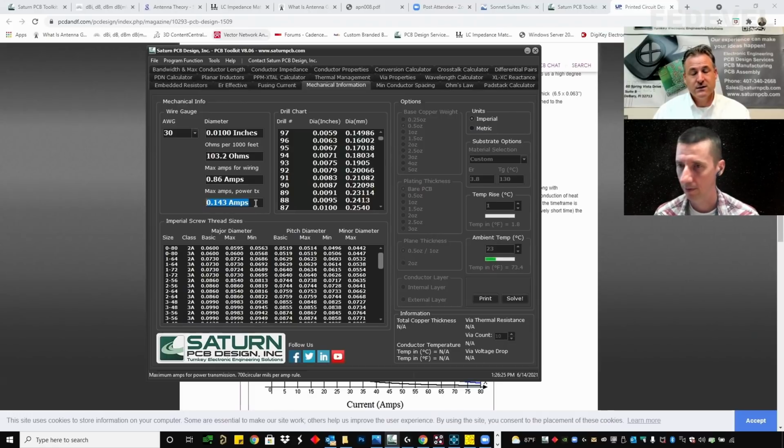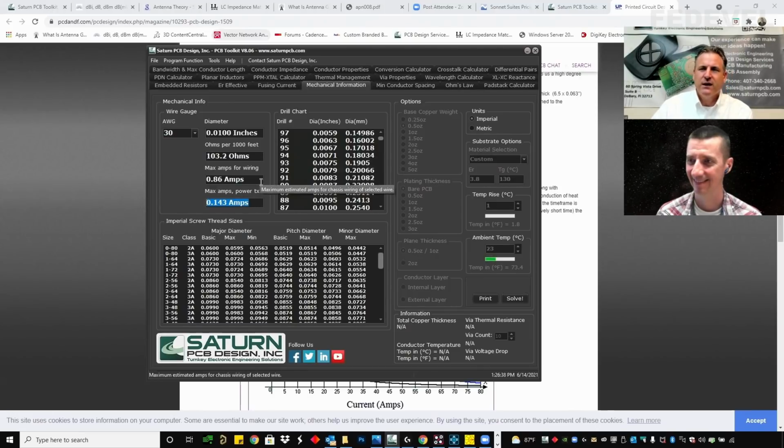Again, this is something that I put in a long time ago. I apologize, I'd have to look up exactly what they meant by max amp for wiring and power transfer. But I believe, because it says chassis wiring, that's like the max you want to put through that thing before bad things start happening to that wire. But that's in here. Drill chart, basic drill chart. Oh, we don't need to talk about this.